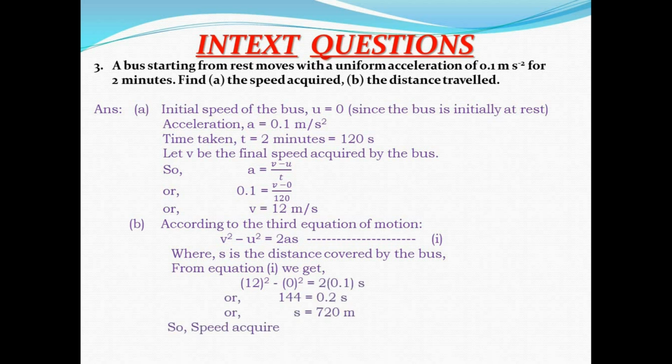From this equation, that is v square minus u square equals to 2as, we get 12 square minus 0 square equals to 2 into 0.1 into s, or 12 square, that is 144, equals to 0.2 s. So s equals to 720 meter. Hence, the speed acquired by the bus is 12 meter per second and the distance traveled by the bus is 720 meter.